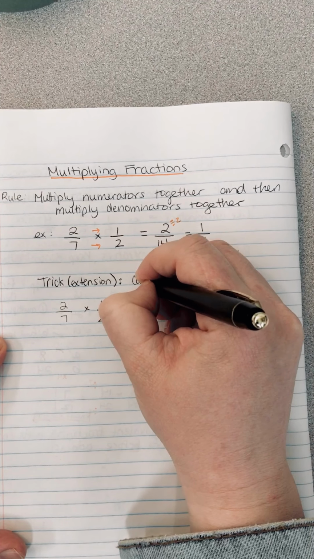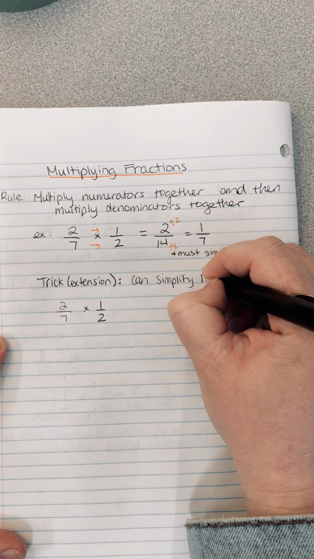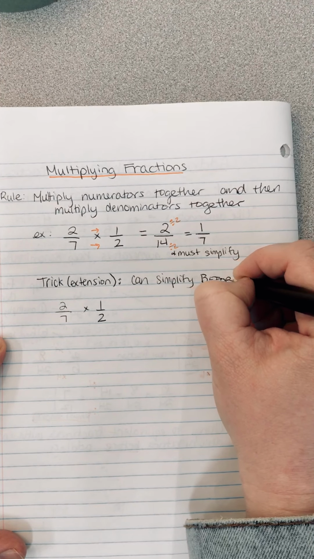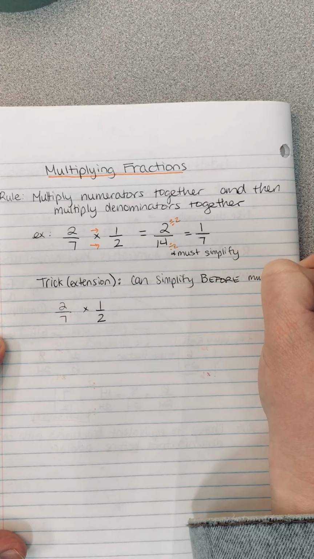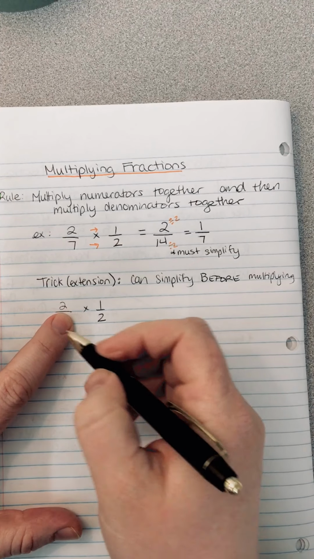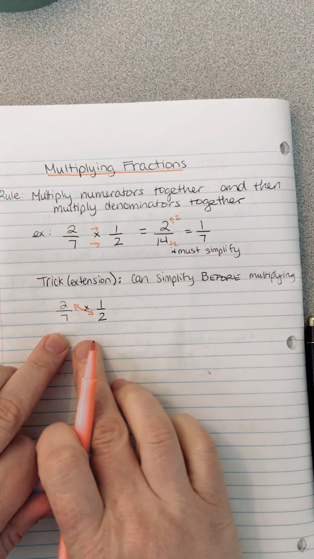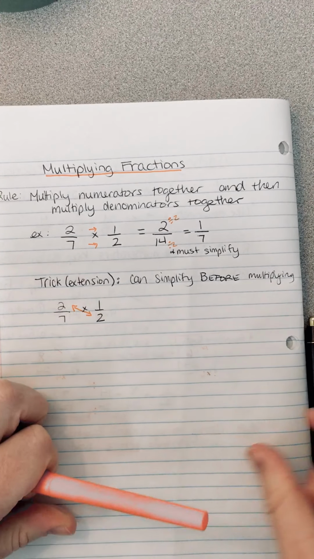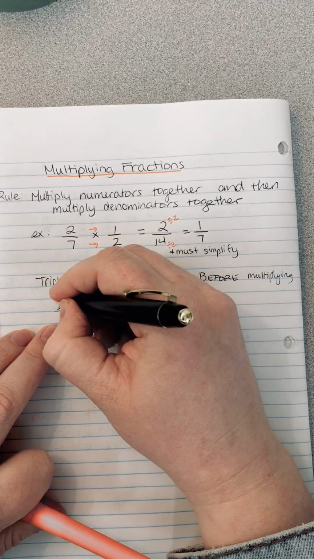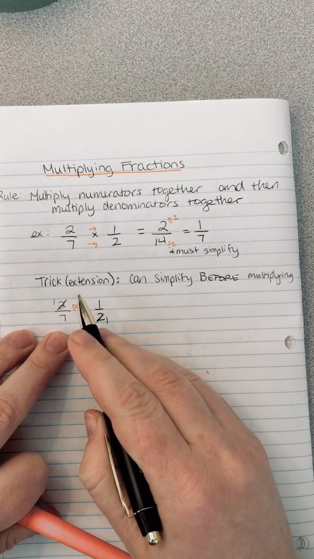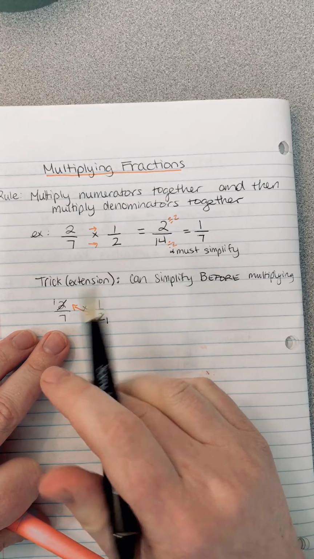You can simplify before multiplying. What you can do is look across. Can these be simplified? Can you reduce these down at all before you go? And actually, yeah, these can be reduced. 2 and 2 can be reduced. You can divide both by 2 and you can make them 1. Again, this is an extension. If you're like, what is she doing? Ignore it. If you understand what I'm doing, follow along.